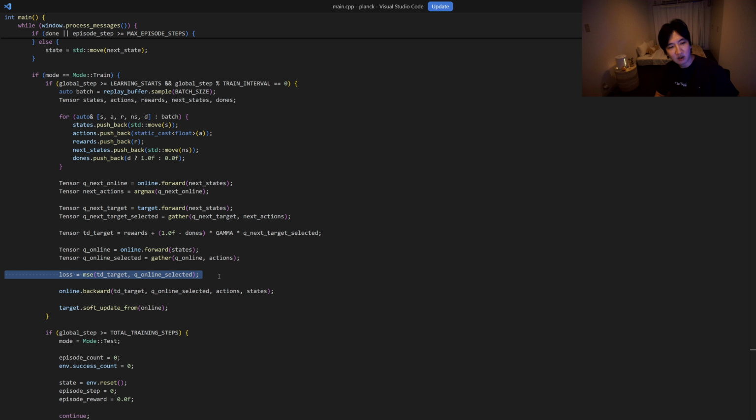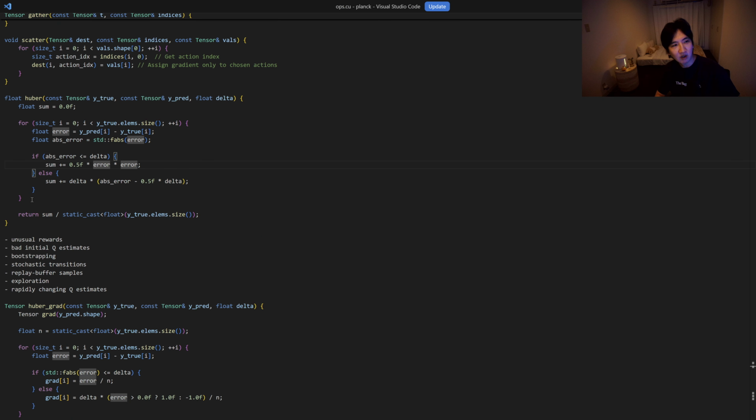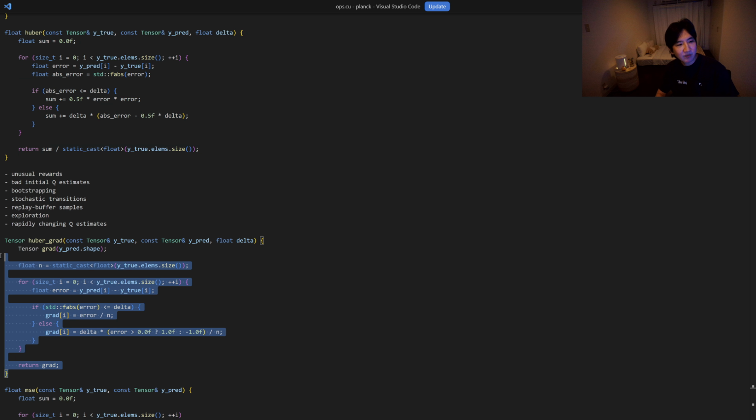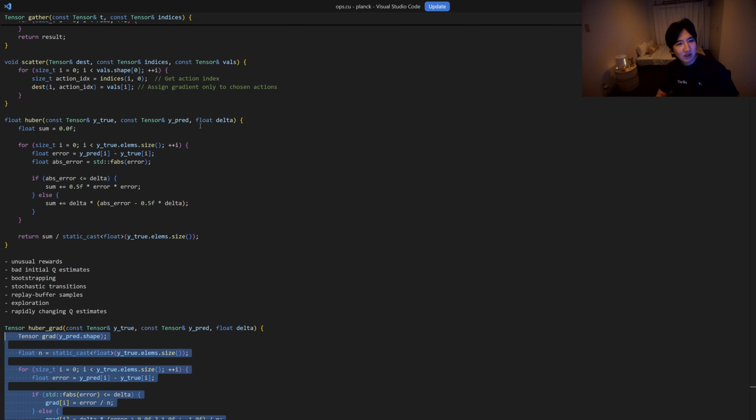So as you can see, I've been using mean squared error for the loss function, though I've always wanted to try out a different loss function well known within reinforcement learning called Huber, and this is its gradient. Normally you'd set the delta to 1, and this is how it works.